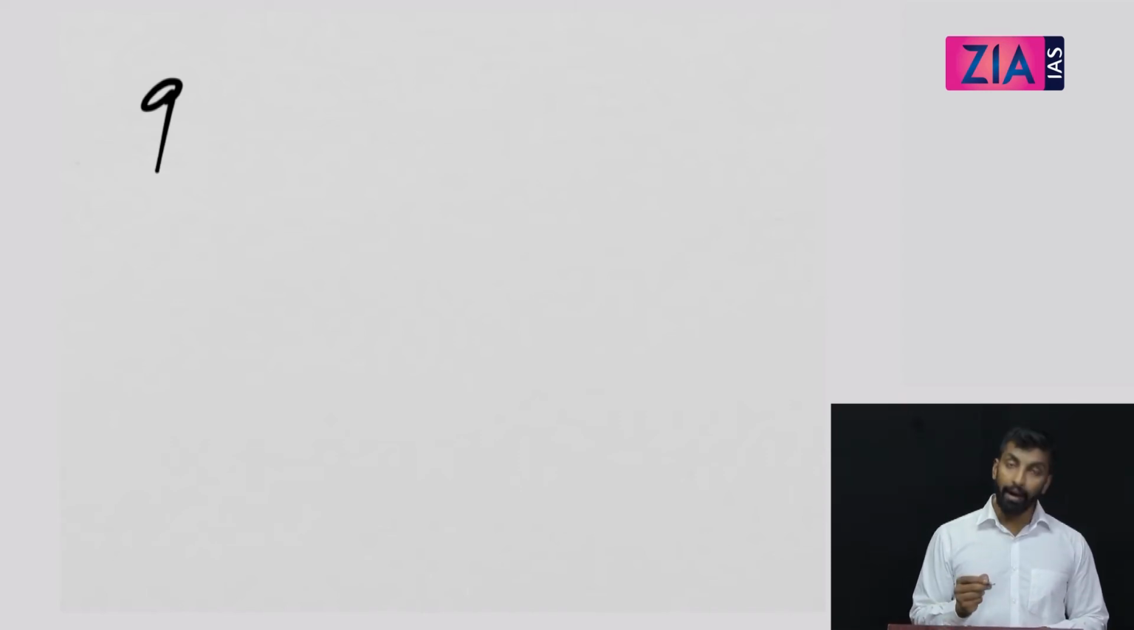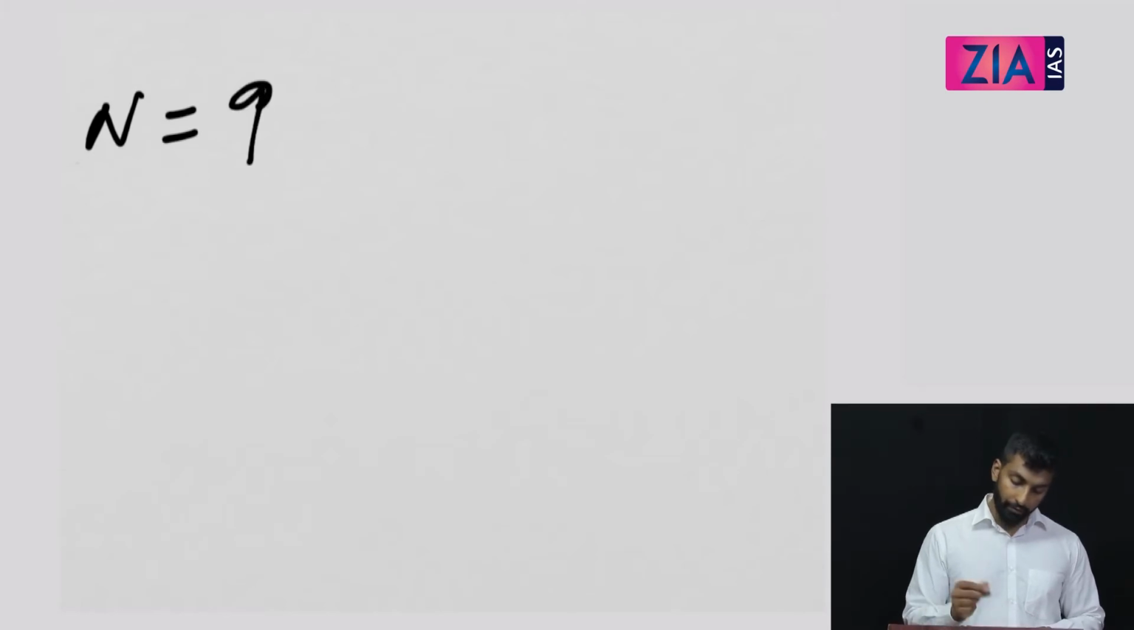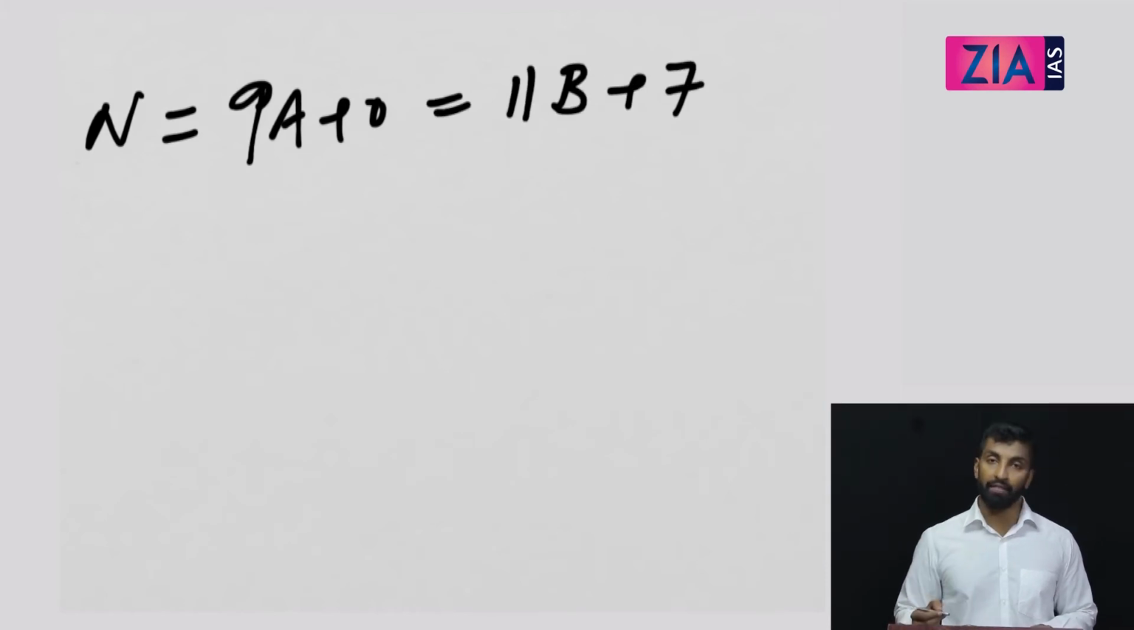Now how will you solve this question? What they're saying is if you divide into groups of 9, nothing is left out, right? So what is the first number? 9. And if you divide into groups of 11, 7 is left out. So what is the first number? 7. So how will you write this? If you want to generalize, n is a number such that if you divide by 9 there is no remainder, and if you divide by 11 there is a remainder of 7, right?